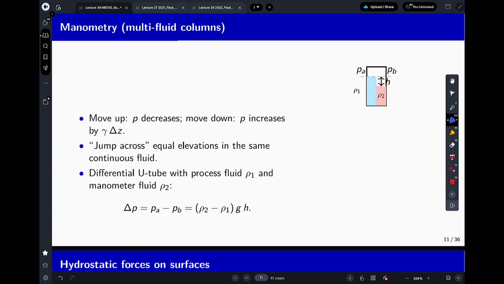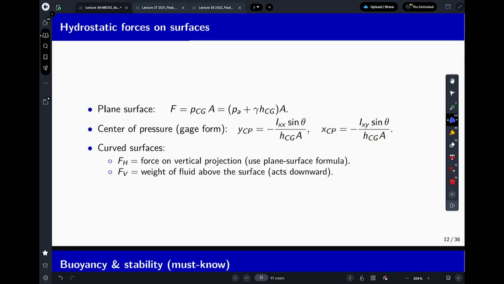And you've done a lot of cases where you've looked at manometers of different sorts, often, you know, the red fluid and things like that. Forces on a plane surface is pressure at the center of gravity times its area. Center of pressure form is YCP and XCP, and you have moments of inertia that you calculate for both and calculate over the heights. And again, it's really good practice to go through and look at all of these cases.